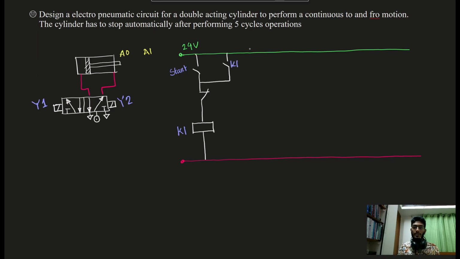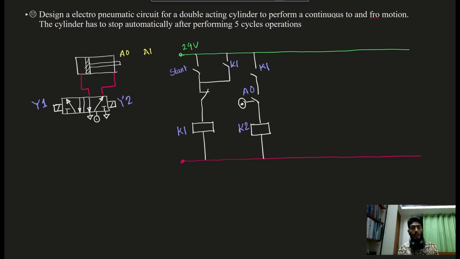Now let's draw the second branch. Okay, so the first make contact will be triggered by also K1 and the second one will be a limit switch which will sense the initial position of the cylinder. And I will give a relay coil K2.